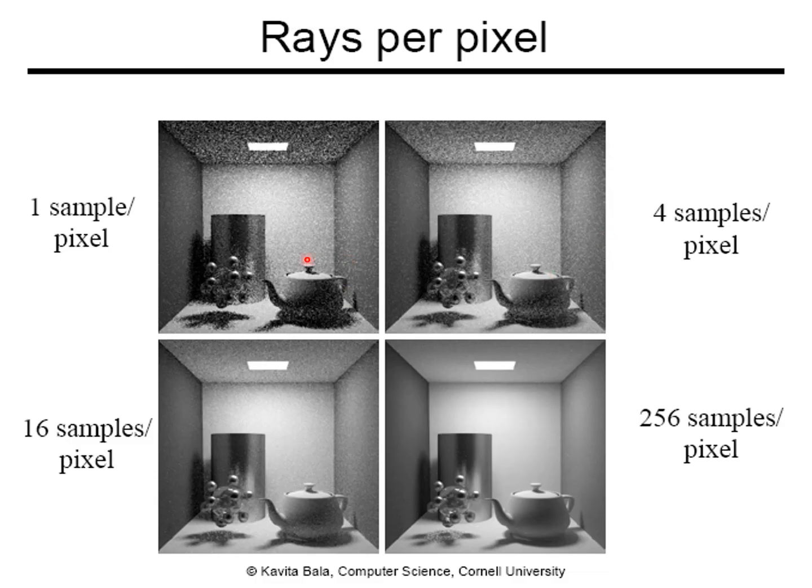Another result: 1 sample per pixel, 16, 256 samples, by considering both direct and indirect illumination.